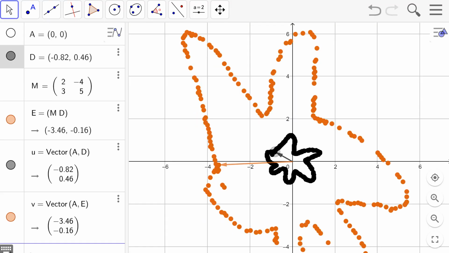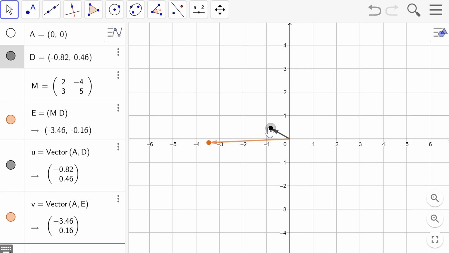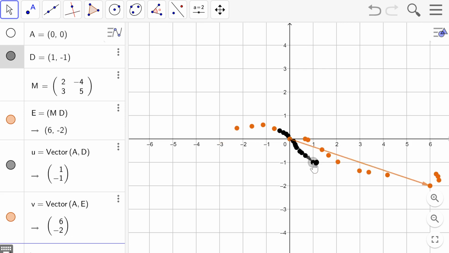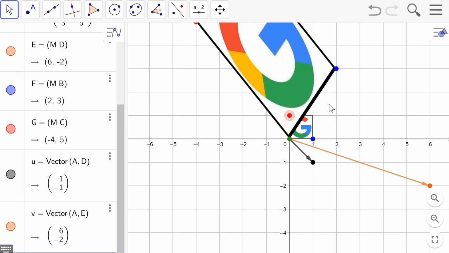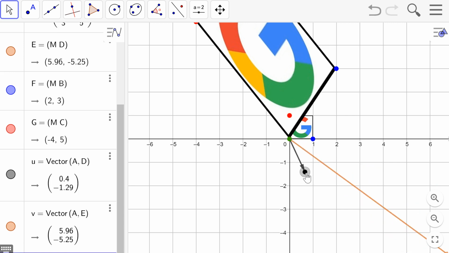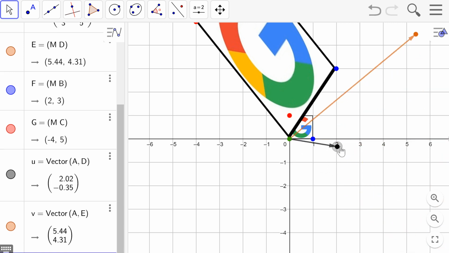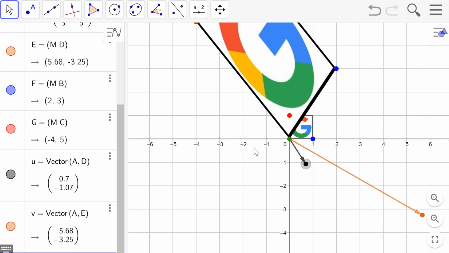Let me leave this for now. Let me actually show you what this means when I have a picture. Now I have the same thing again. This black matrix got sent to the orange matrix.